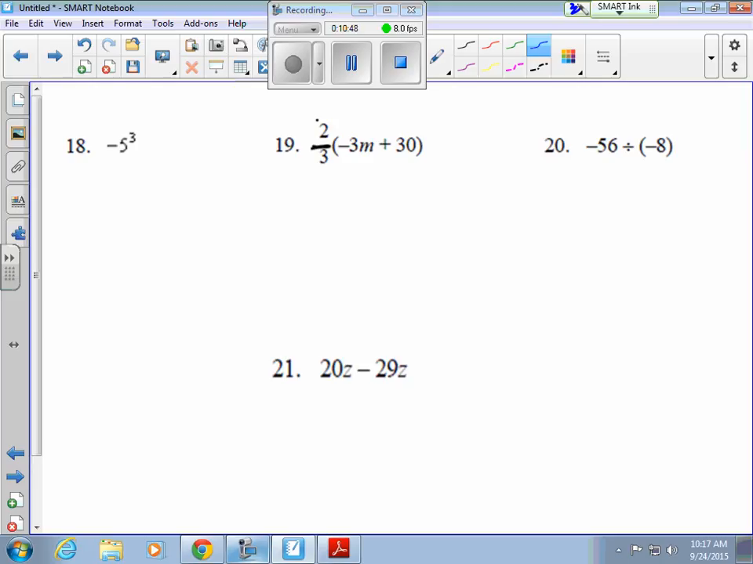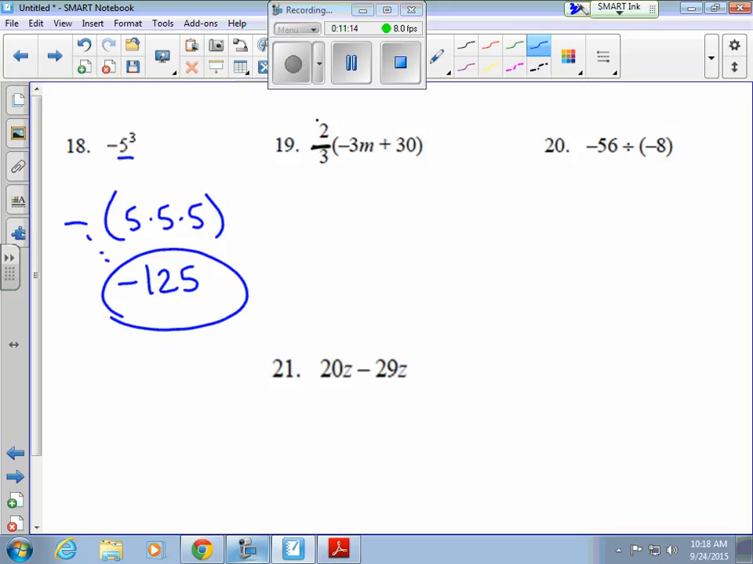18. Now, this is a confusing one for some people. It says negative 5 to the third power. Negative 5 is not being raised to the third power. 5 is being raised to the third power. So this looks just like this. Negative 5 times 5 times 5. 5 times 5 is 25. Times 5 more is 125. And then this little guy comes down in front of it to make it negative 125.